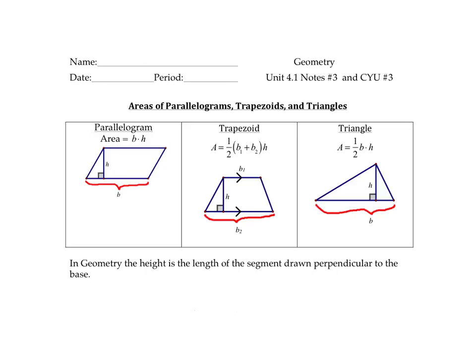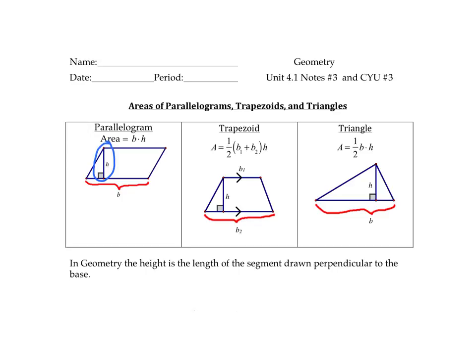Hi everyone, today's lesson from Unit 4.1 is Notes number 3, all about areas of parallelograms, trapezoids, and triangles. In a parallelogram, we can find the area by just taking the base and multiplying it by the height. Notice that this is the same formula that we used for area of a rectangle. Just note that the height is the perpendicular distance between the two bases in the parallelogram. So it's not the side of the parallelogram, but this perpendicular distance.